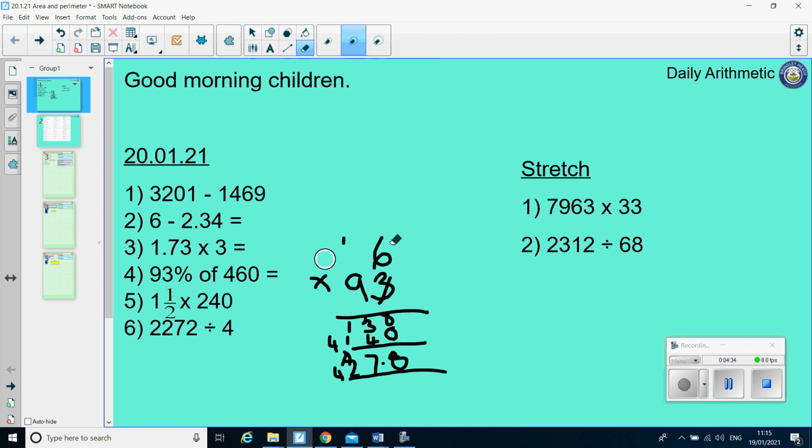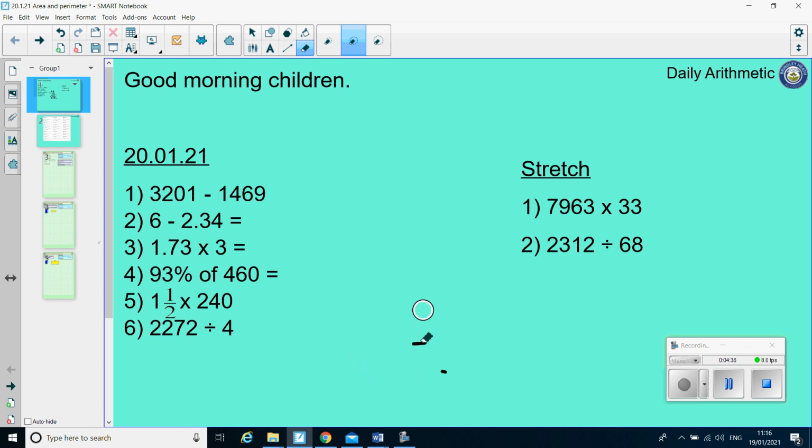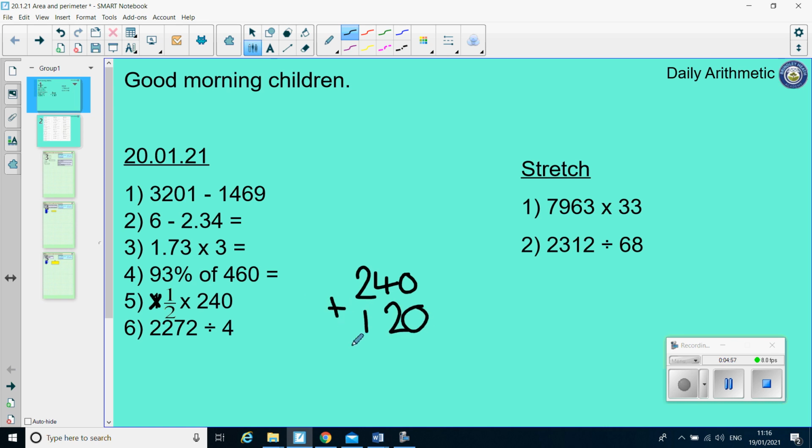Okay. Question 5, 1.5 times 240. First of all, I need to ask myself, what is 1 times 240? 1 times 240 is 240. And then I ask myself, what is half of 240? Half of 240 is 120. And then I just need to add them together. So my answer then is 360.